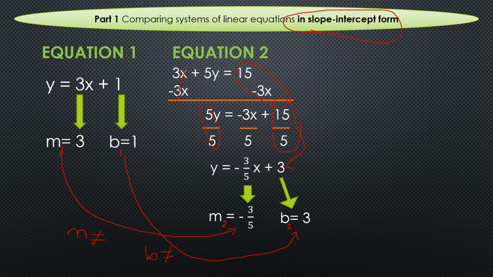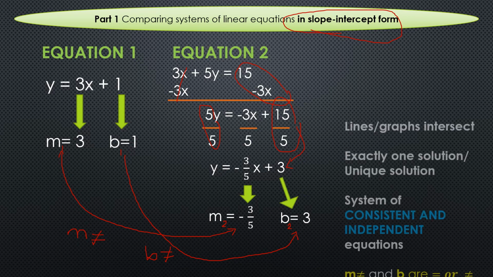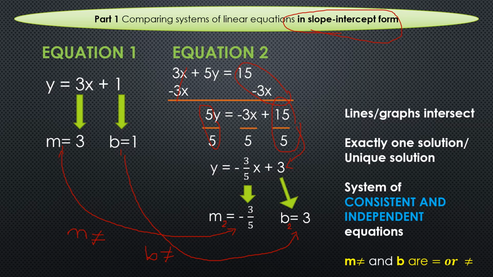And now you can describe the graph, determine the kind of system, and the number of solutions. So that will be the lines or graphs intersect. There is exactly one solution or unique solution. The system is called consistent and independent. And here we have what we got in our comparison of equations 1 and 2.